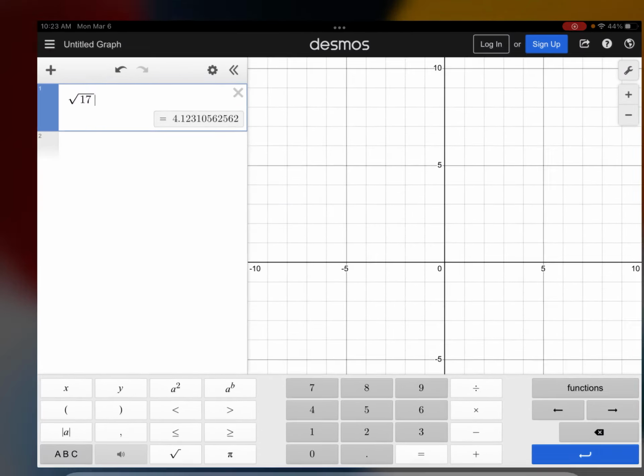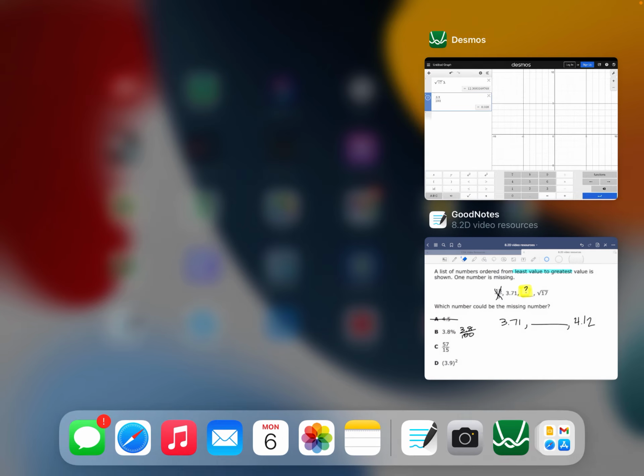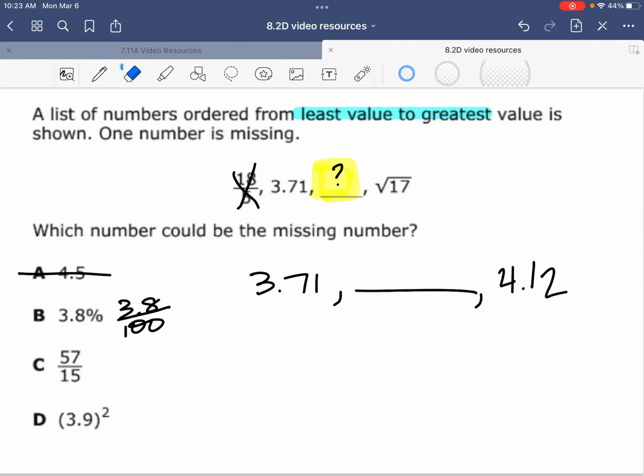I'm going to use Desmos, and I'm going to say 3.8. Just going to enter 3.8 divided by 100. And I get 0.038. When I go back and look at that, that is not between those two values. So again, I can strike through B.